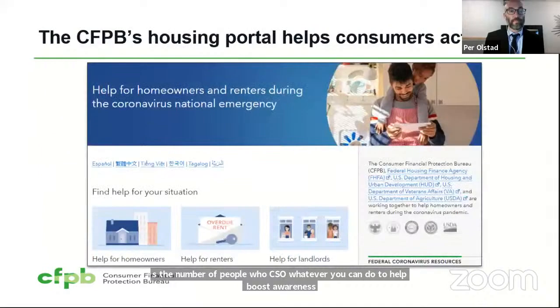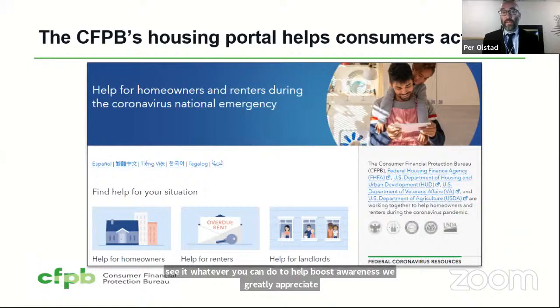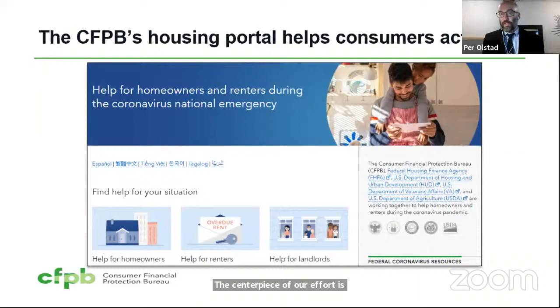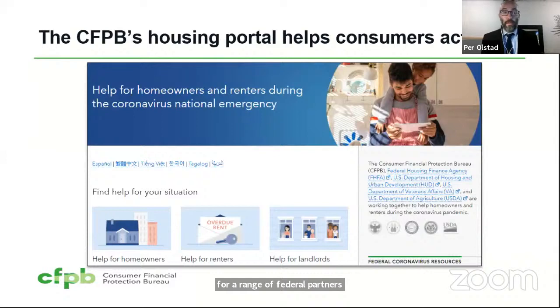Next slide, please. So what are the resources? The centerpiece of our effort is what we call the Interagency Housing Portal, which we host on the CFPB's website, but it's actually a joint product from a range of federal partners. It's providing a best of the best set of information for homeowners, renters, and for landlords.